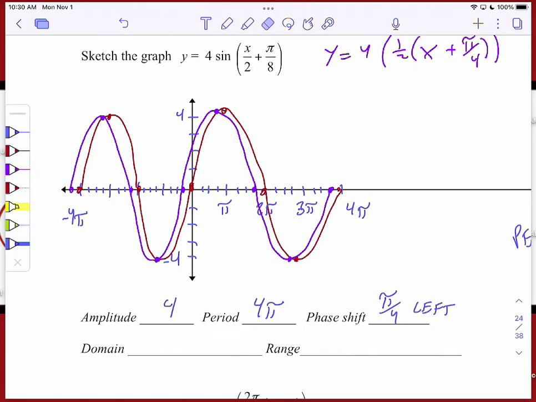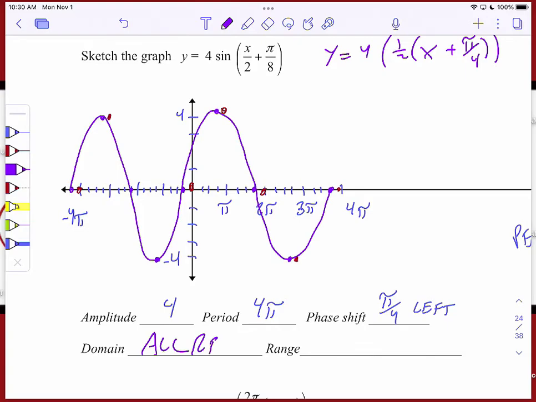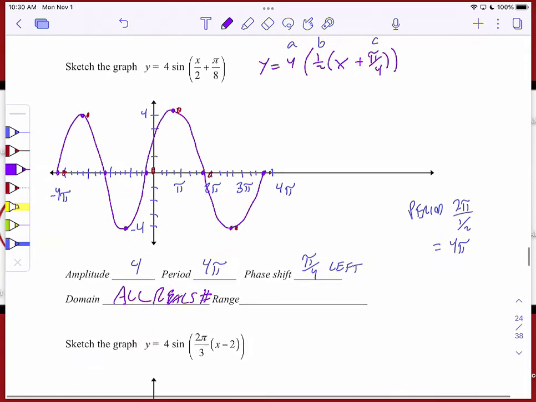And then again, erase this one. Okay, so the domain is going to be all real numbers. The range on this one I think is easy. If you didn't do the range, write it down. At least easier than the last one.